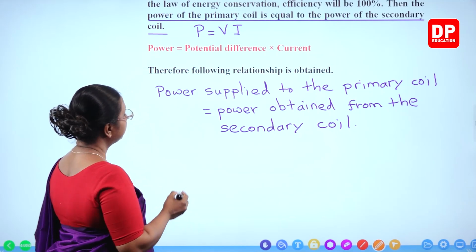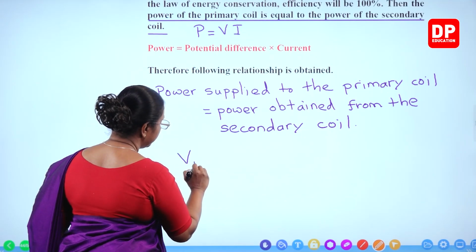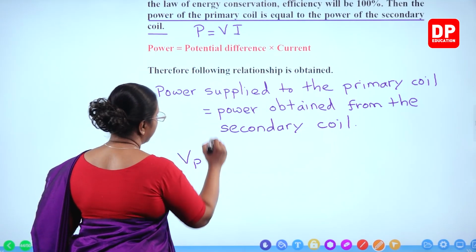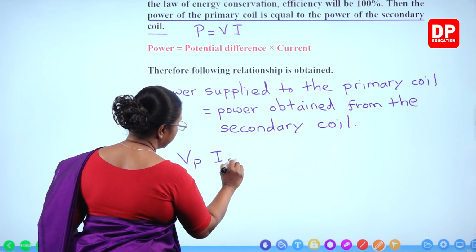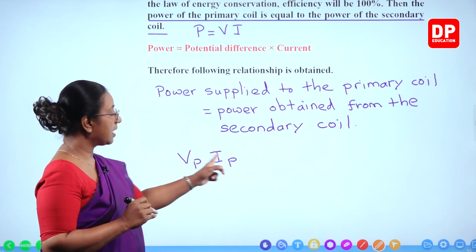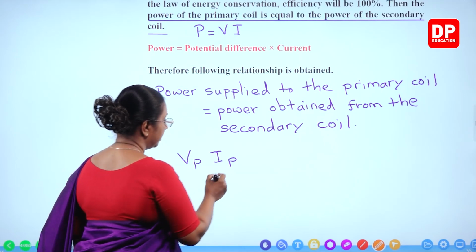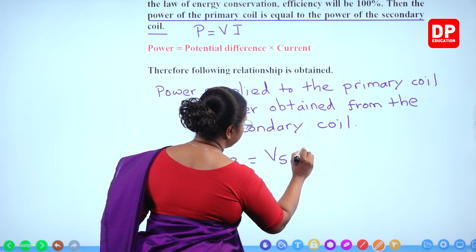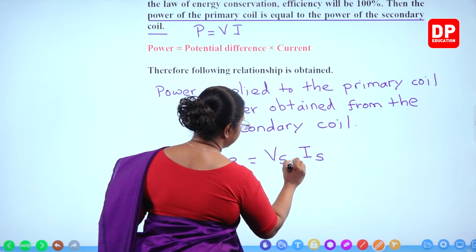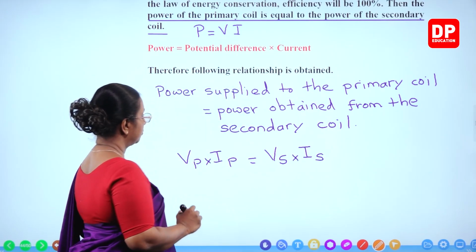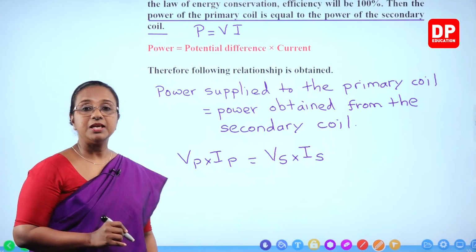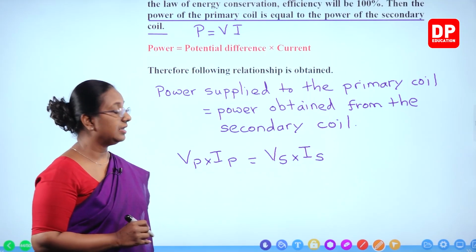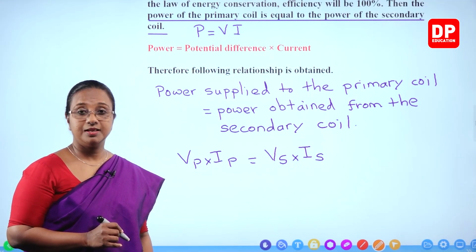So potential difference you can remember V primary. Current we can denote as I primary. V primary into I primary will be equal to V secondary into I secondary. So V primary into I primary equals V secondary into I secondary.